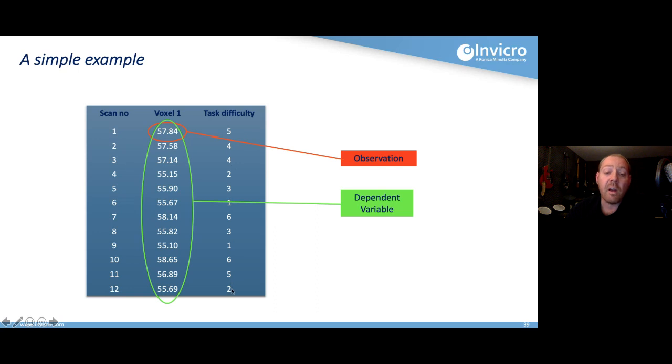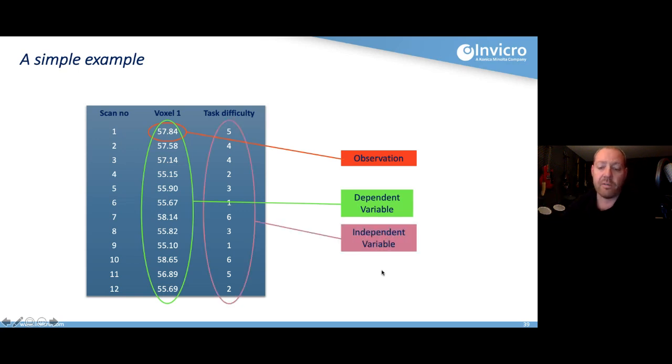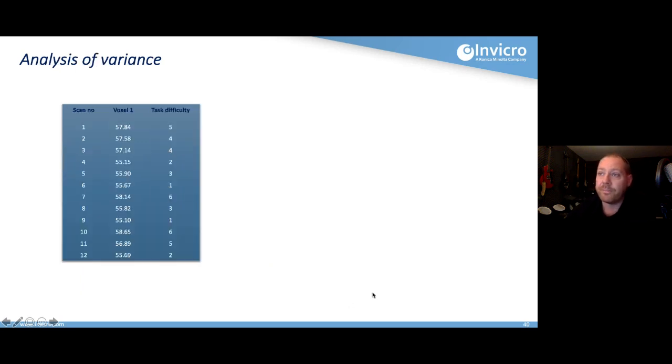So say they're doing a task and you're varying the difficulty of the task dependent on what scan they're on. When the task difficulty is 1, it's very easy. When it's 6, it's very difficult, okay? And there's a little bit of randomization there, as you can see. So that's your independent variable. That's what you're varying as part of your experiment. And obviously the voxel values are your dependent variable.